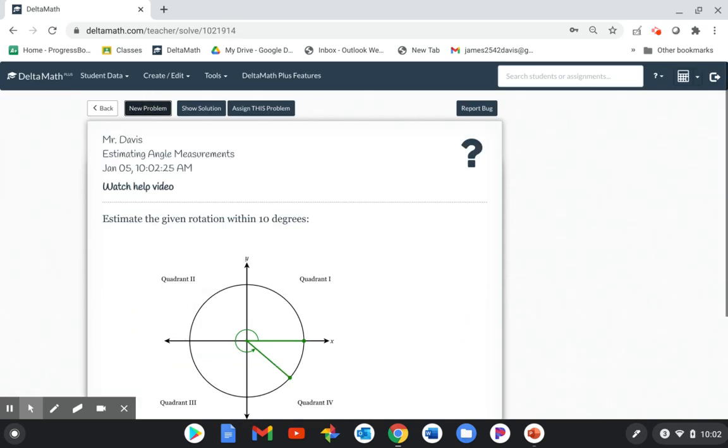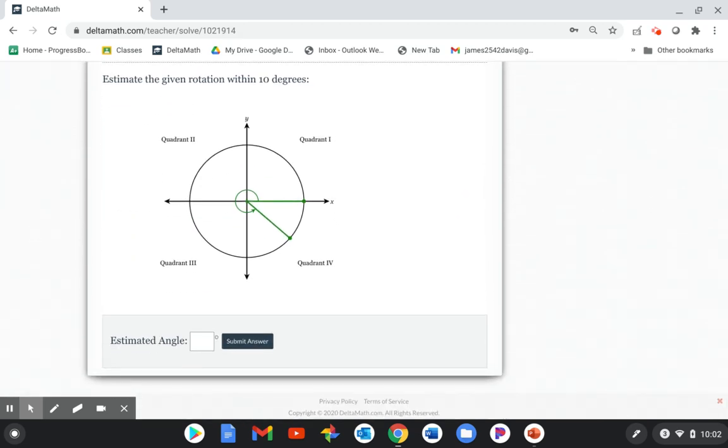Do one more. Yeah, the next one, positive as well. Estimate that. This is 270 degrees. Right, this is 360. And this looks like actually right smack dab in the middle there, right about 315 degrees. So I'm just going to go ahead and type in 315.